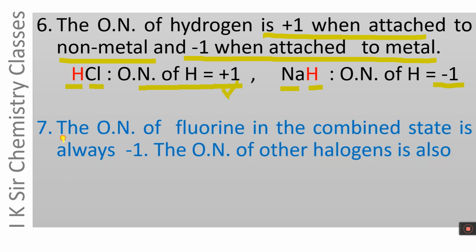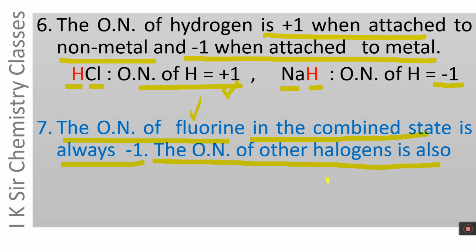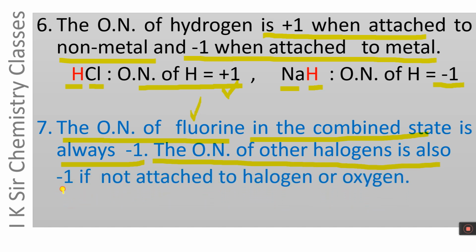The oxidation number of fluorine in the combined state is always -1. The oxidation number of other halogens in a compound is also -1 if it is not attached to halogen or oxygen.